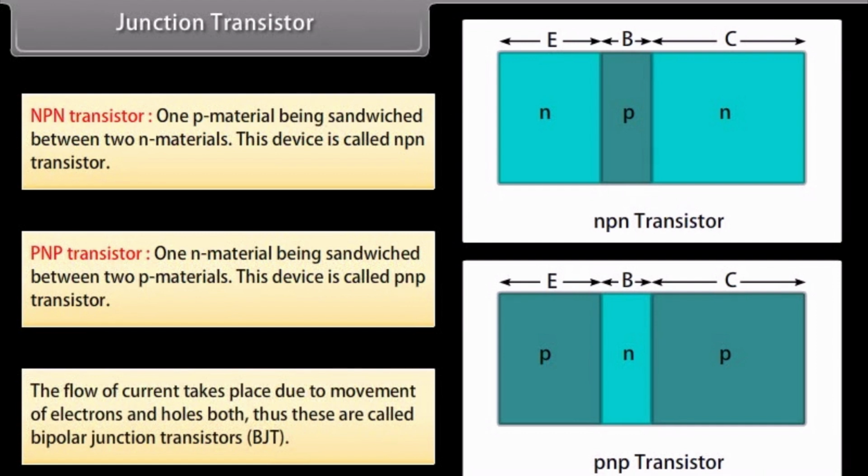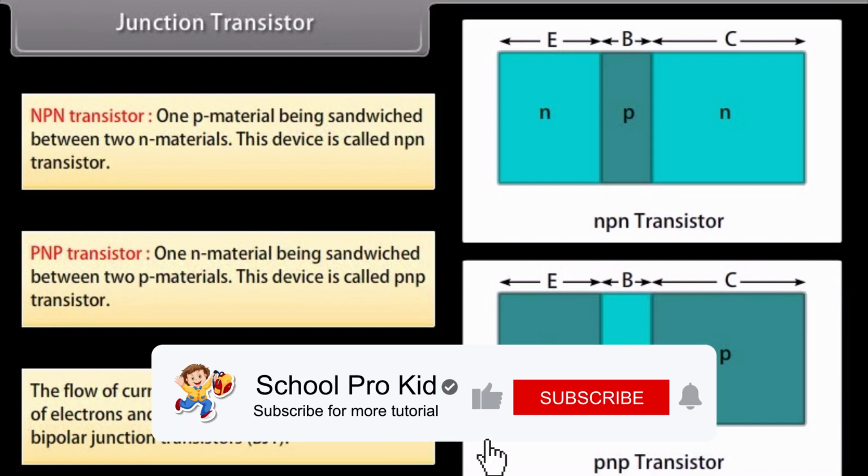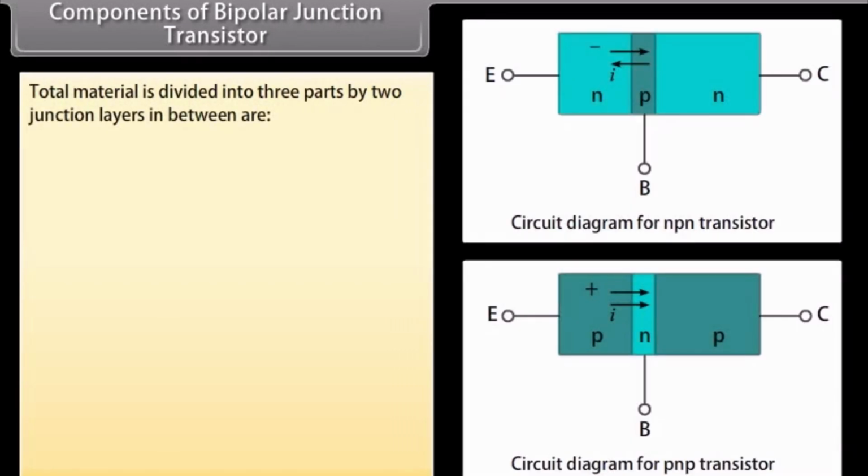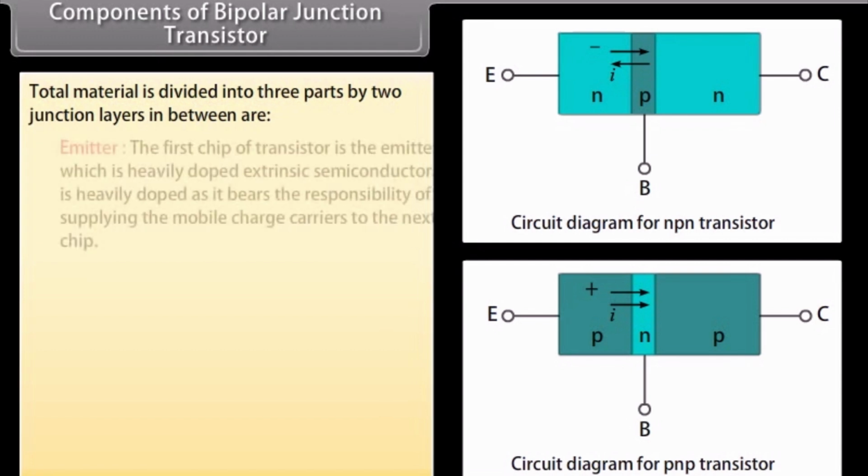The flow of current takes place due to movement of both electrons and holes. Thus, these are called bipolar junction transistors. Components of bipolar junction transistor. The total material is divided into three parts by two junction layers in between. They are emitter, base, and collector.